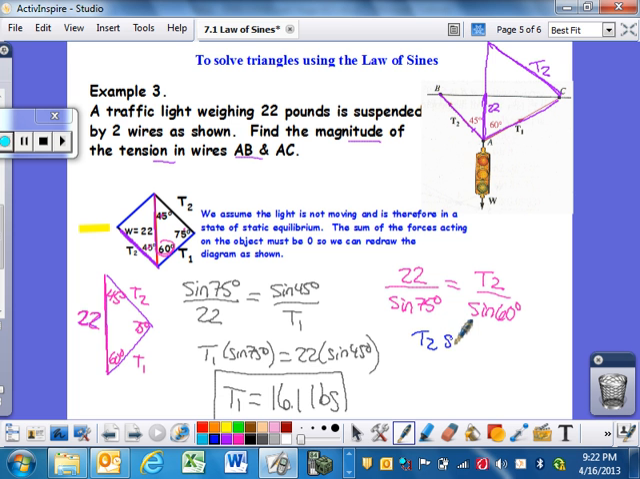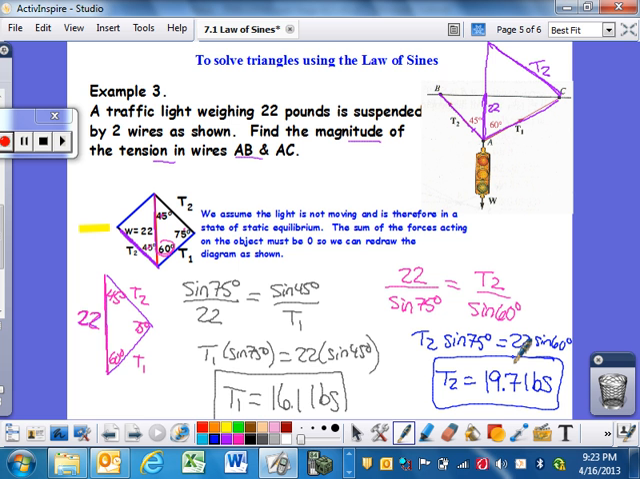So T2 sine of 75 is equal to 22 sine of 60 degrees. And once again, just divide your sine of 75 over. And if you do that on your calculator, 22 times sine of 60 divided by sine of 75, you get 19.7 pounds. Okay, so if you go back up to your actual physical diagram, you're going to end up seeing that there's 19.7 pounds of torque on that one, and there's 16.1 pounds of torque on that wire. Okay, and that's how we go about doing the law of sines.